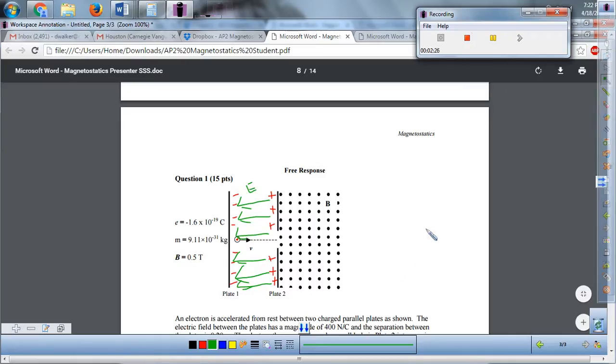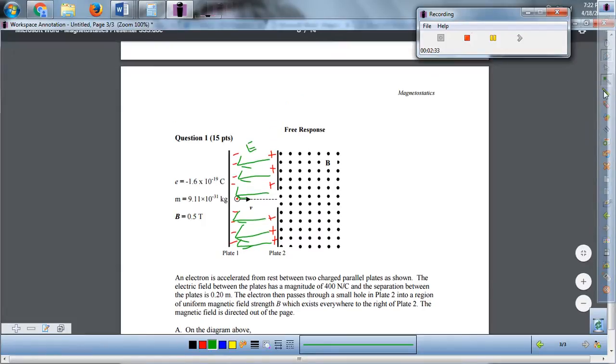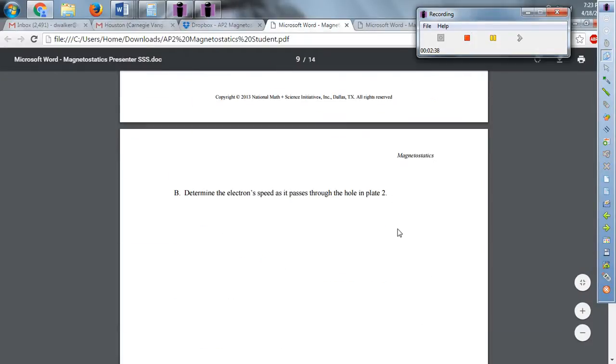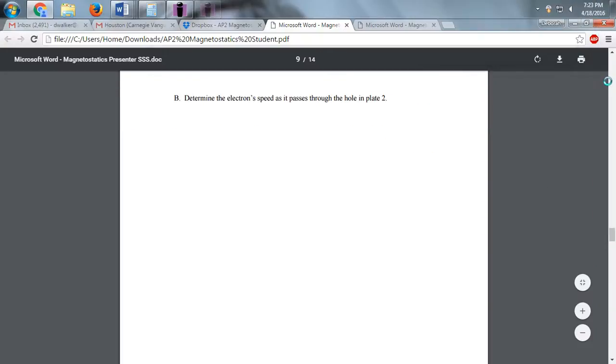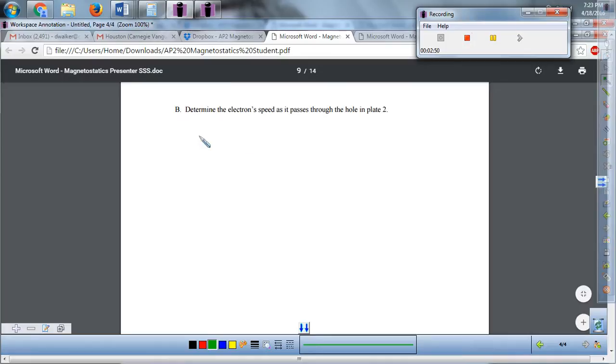All right, so that wasn't too hard. Okay, let's go on down and see what they want us to do. Well, if I mouse over here, we can pull it up. We did part A. Part B says determine the electron's speed as it passes through the hole in plate 2. Okay, well, that's no big deal either. We know that as it goes through that electric field, work gets done on it. The work done on it is equal to the voltage times the charge. So that's the 80 that we got just a minute ago, 80 volts or 80 joules per coulomb, multiplied by 1.6 times 10 to the negative 19th coulombs, because that's the charge on the electron.